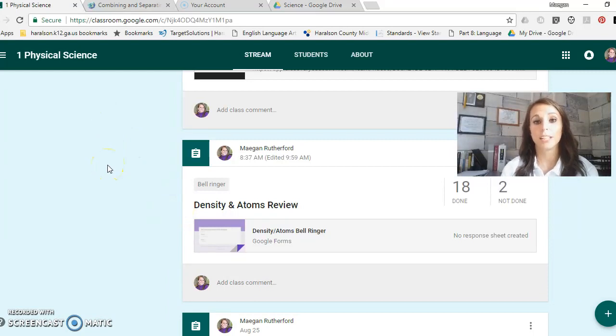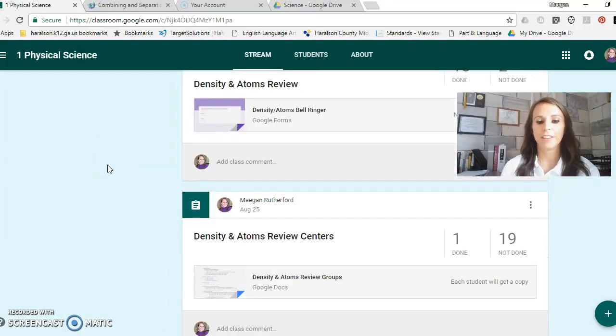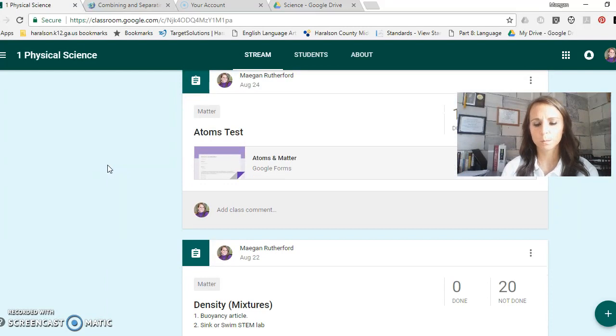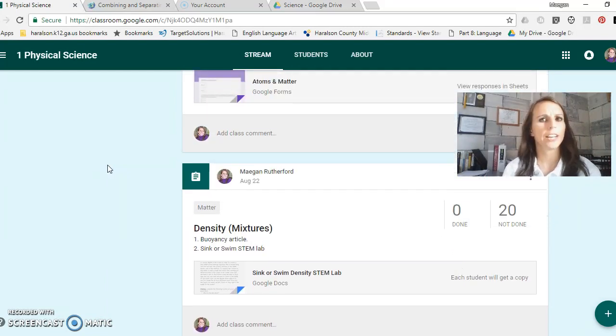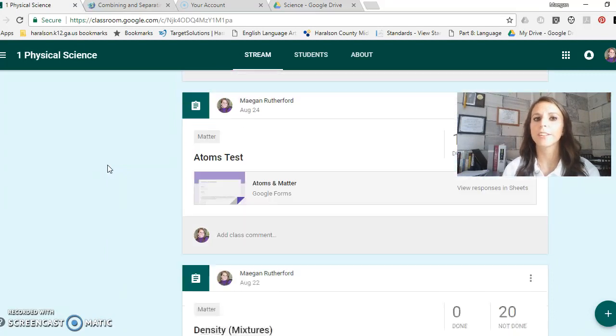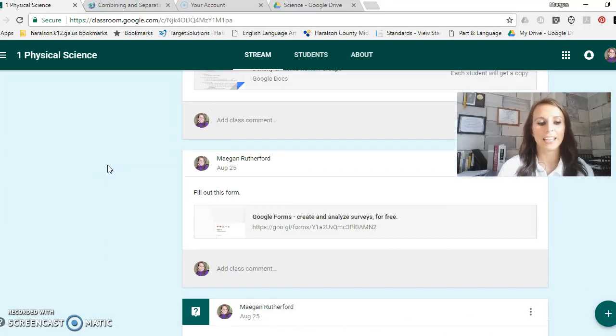And then, of course, we talked about atomic structure, and I have different interactives on here that they could do that were cool. So we try to be really interactive, and we try to do labs pretty regularly, which brings me to my next point.